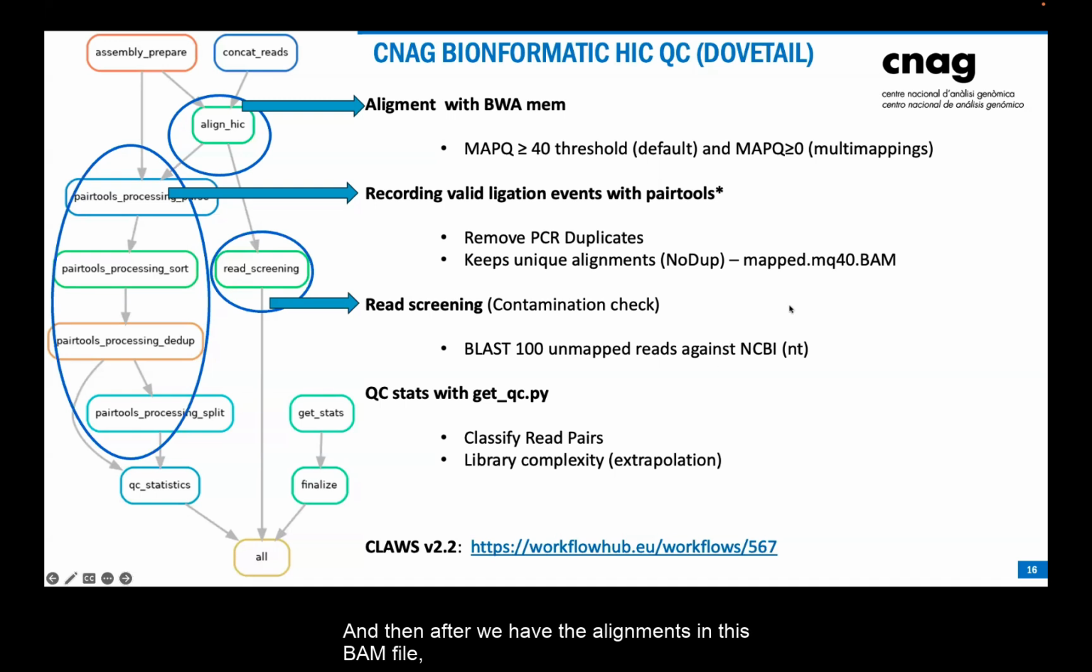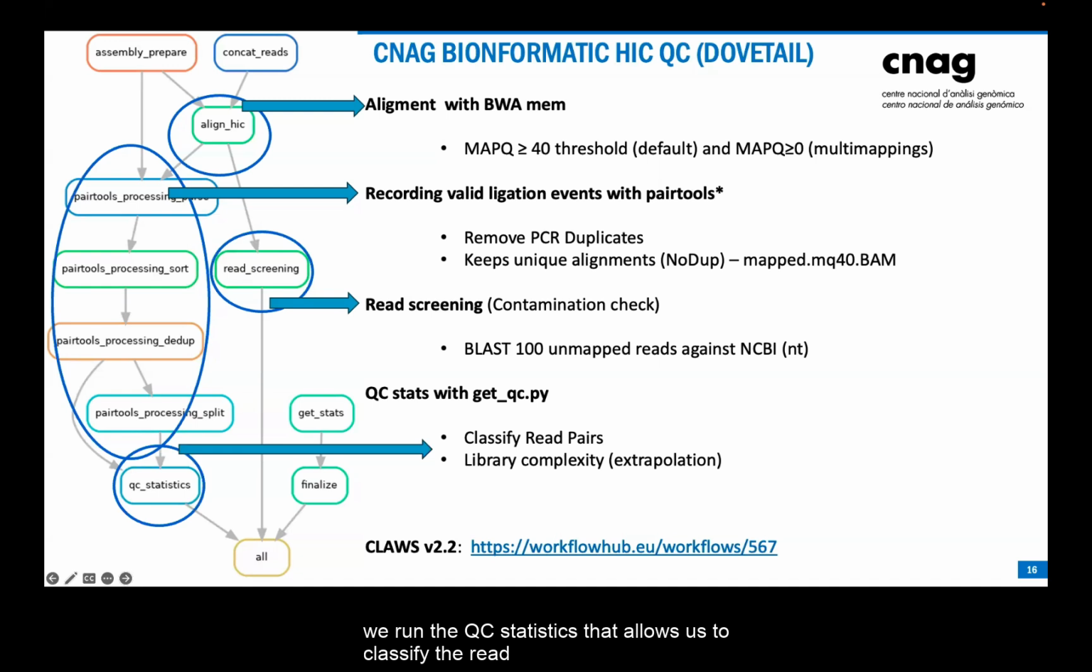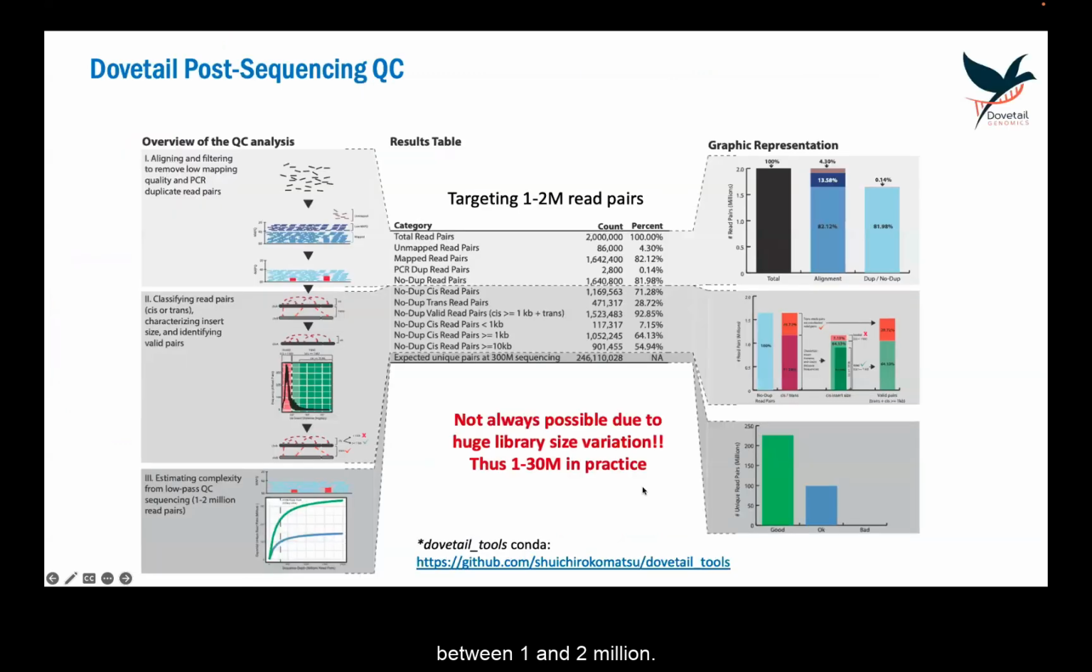And then after we have the alignments in this BAM file, we run the QC statistics that allow us to classify the read pairs and determine also the library complexity with certain accuracy, especially if the number of reads is between 1 and 2 million. Okay.